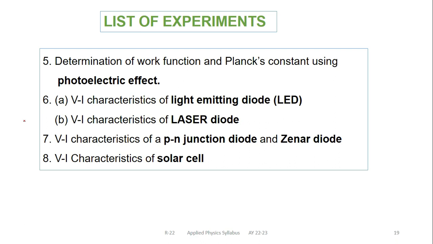When we come to the next unit, we have only one experiment related to quantum mechanics, that is the photoelectric effect. Using the photoelectric effect, we are going to calculate Planck's constant and the work function of the material. Then in the next chapter, especially semiconductors, we have other experiments like the light emitting diode, laser diode, PN junction diode, Zener diode, and solar cell. In all of these we will study the voltage-current characteristics.